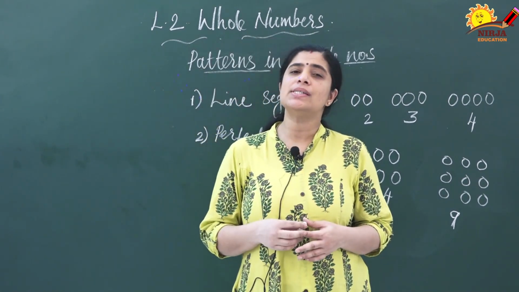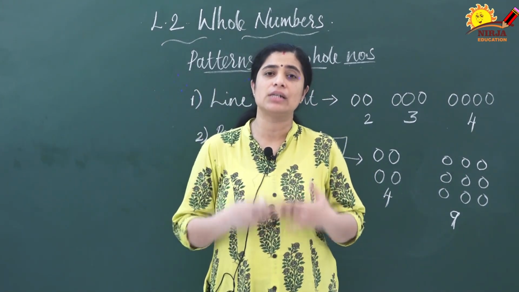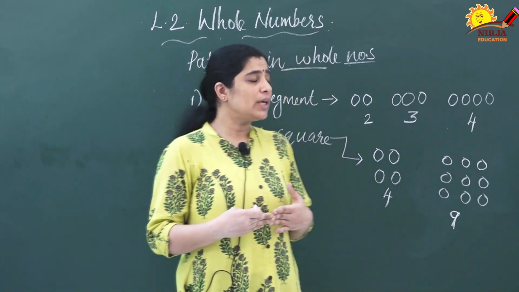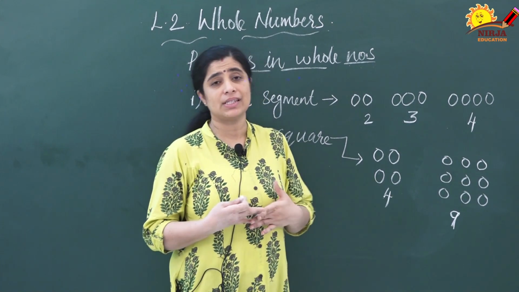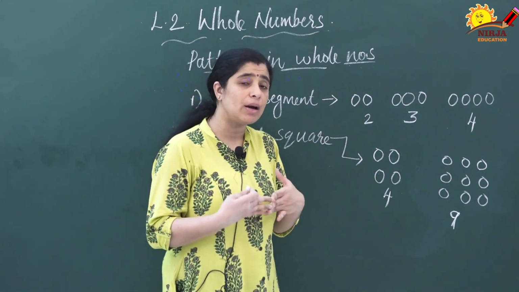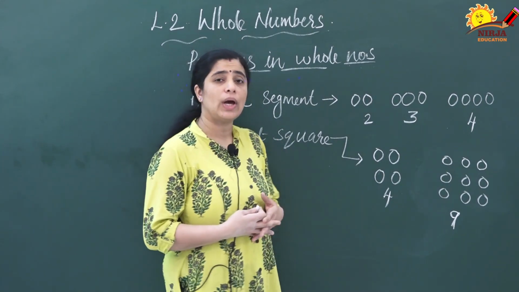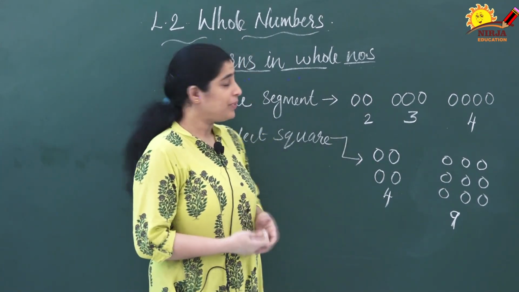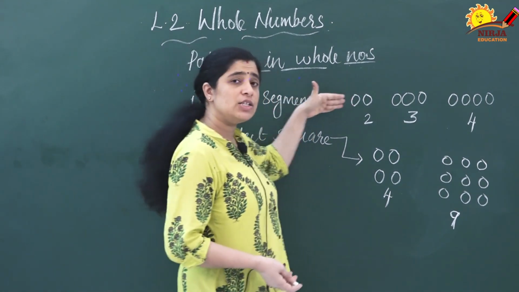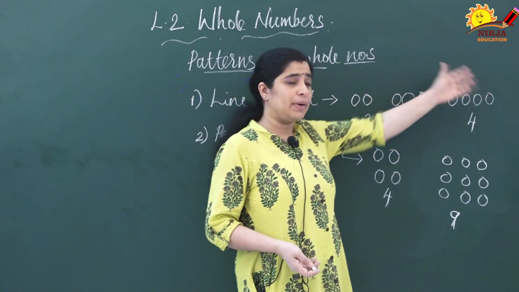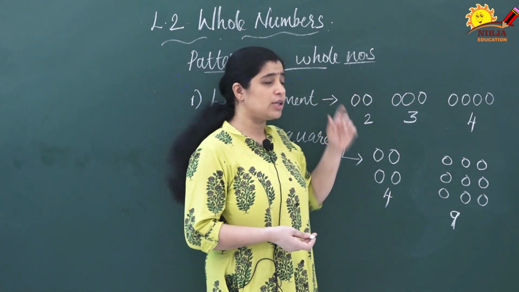So the whole numbers can be represented by line segments, squares or rectangle, triangle, like that. So here we have taken some of the examples of how these numbers can be represented using things, in a line segment, like a perfect square, like that we will discuss now. The first one is line segment. That means the things we are arranging in a line segment. Here I have taken a circle to represent the object.